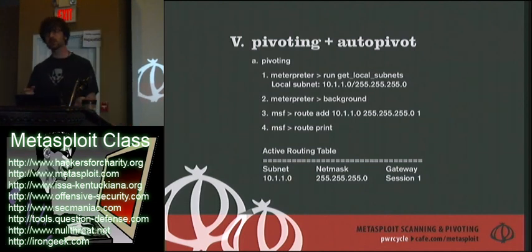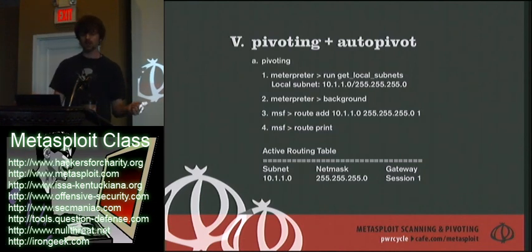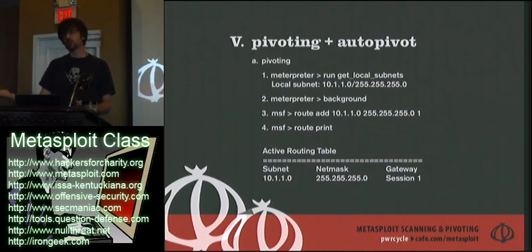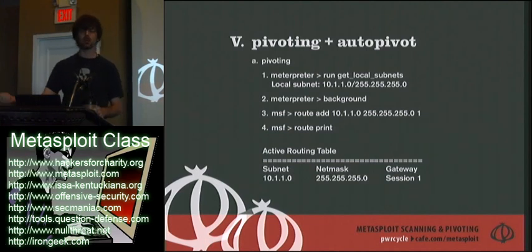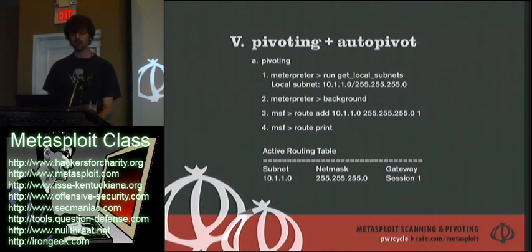Once you get an interpreter command line, no matter how you get it, whether it be social engineering or an actual direct exploit, if you run the script get_local_subnets, it'll tell you what it can see. Usually it's going to be some private IP address, if it's in some corporate environment. If you then background that session, go to your MSF console and add a route for the new subnet that you just saw on the box you popped, then any scans you do on that internal subnet will be routed through the box you've already had.